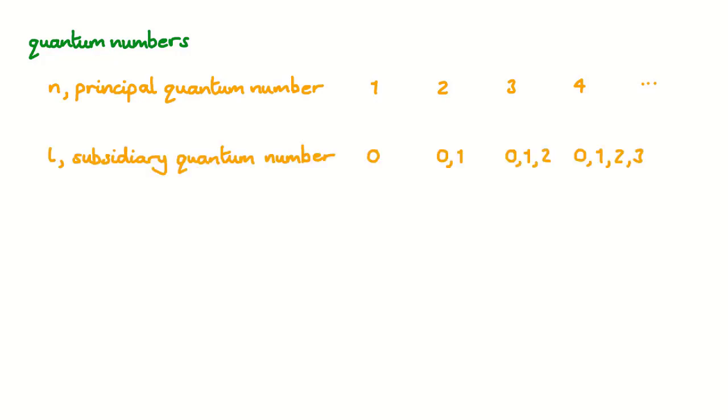We're going to recap quantum numbers and then go into electronic configurations. The principal quantum number, n, indicates the electron shell. L, the subsidiary quantum number or orbital angular momentum quantum number, indicates the subshell. 0 corresponds to S-type subshells, 1 to P-type subshells, 2 to D-type subshells, and 3 to F-type subshells.